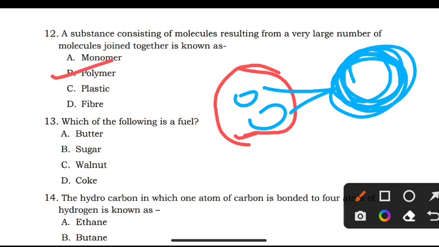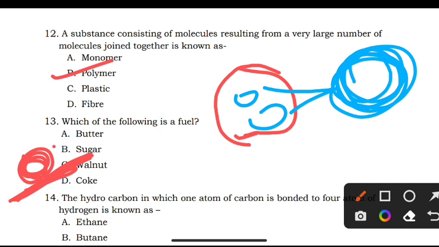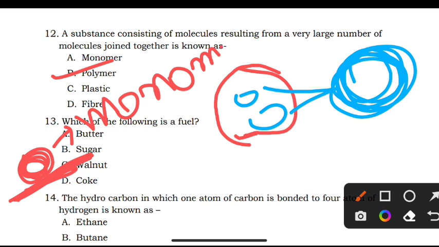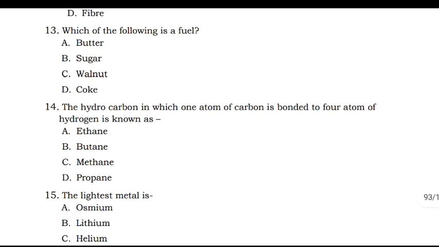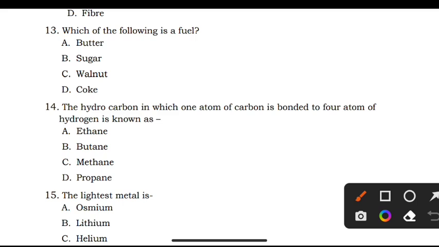And the single molecule on its own is known as monomer. Let's suppose this is a molecule, so in its single form that is known as monomer. Okay, and when many monomer molecules combine together, that is known as polymer. And the next question is, which of the following is a fuel? Butter, not sugar, no walnut, no coke. So here coke is the fuel we know.